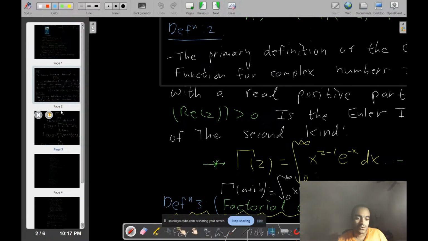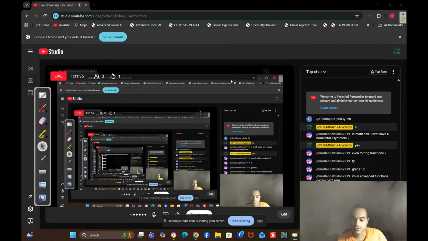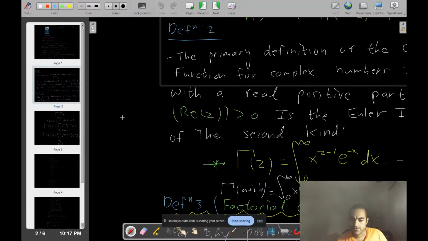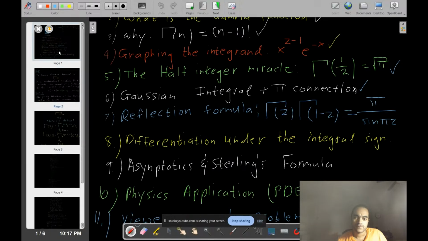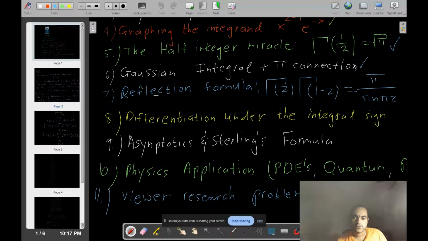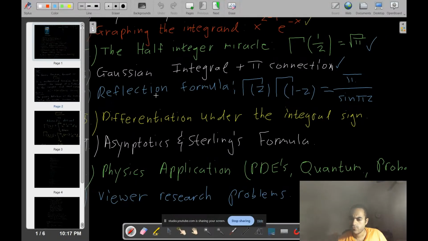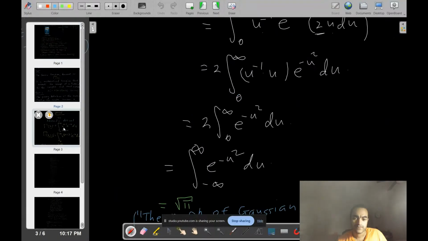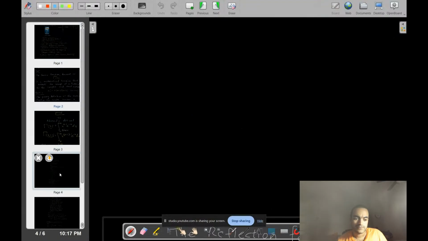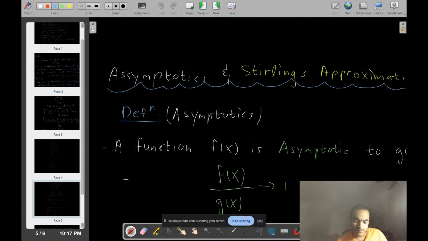So, anyone have questions? Nothing yet. So we've talked about the Gaussian integral pi connection. Let's talk about the reflection formula, gamma of z times gamma of 1 minus z. That's another type of formula that comes up with the gamma function.